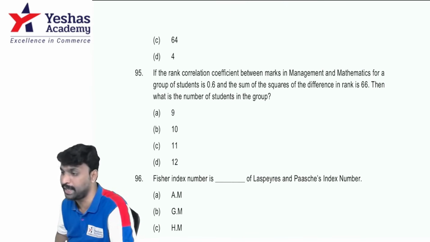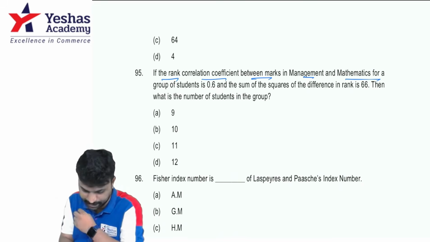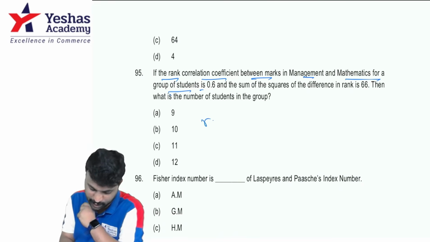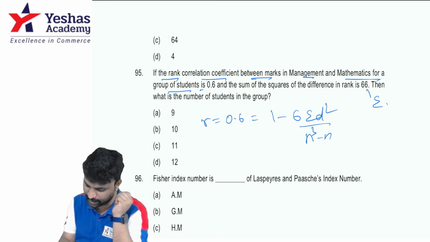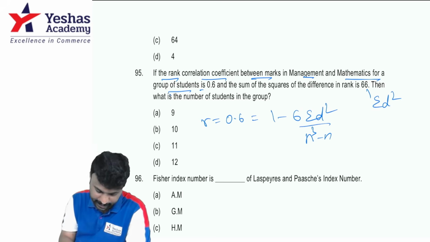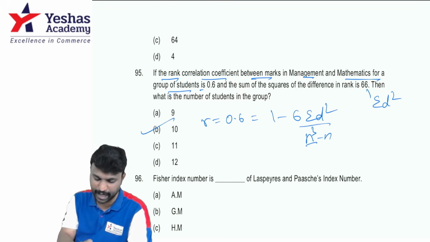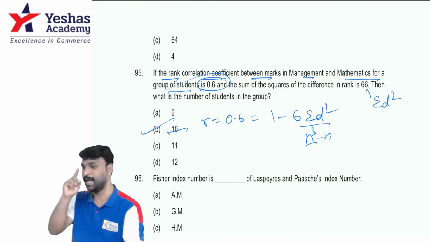Next question, question number 95. The rank correlation coefficient between the marks in management and mathematics for a group of students is 0.6. So R value is given off, which is 1 minus 6 into summation D square divided by N cube minus N. And summation D square is 66. We just have to hit the options and solve. Yes, which option would satisfy? If I hit 10 cube, type 10, press into equal to twice, minus 10, take it up, divide equal, into 6, into 66, change the sign, plus 1. How much are you getting? 0.6, exactly whatever they have given.